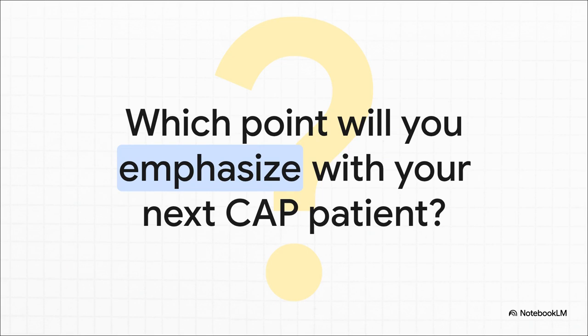So as you get back to your practice, I want you to think about this. Which one of these takeaways, maybe it's that daptomycin warning or the new vaccine guidelines, or just one specific counseling tip? Which one can you immediately apply to improve care for your very next patient with community-acquired pneumonia?